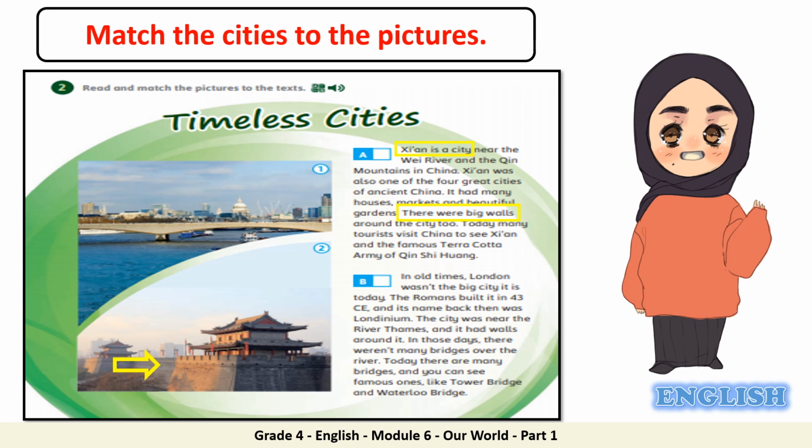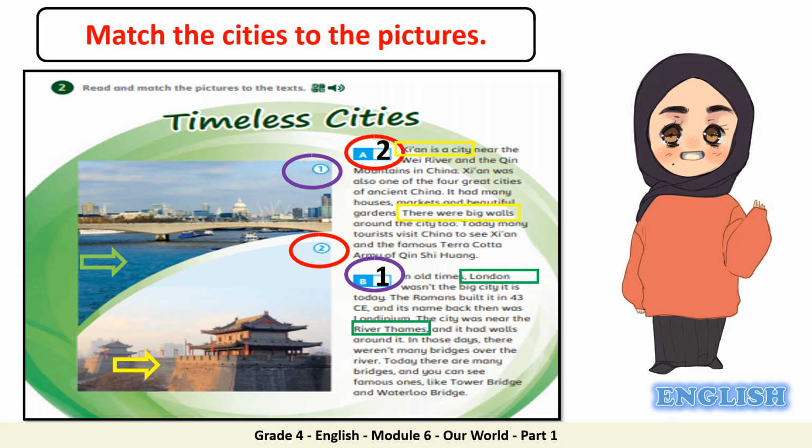What about text number B? London. The city was near the River Thames. Can you find the river in the picture? Great job! Now you can easily match the city to the pictures. So, text 1 goes with picture number 2, whereas the second one goes with picture number 1. Well done, everyone.